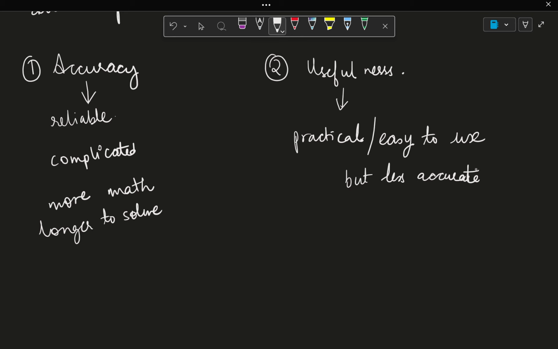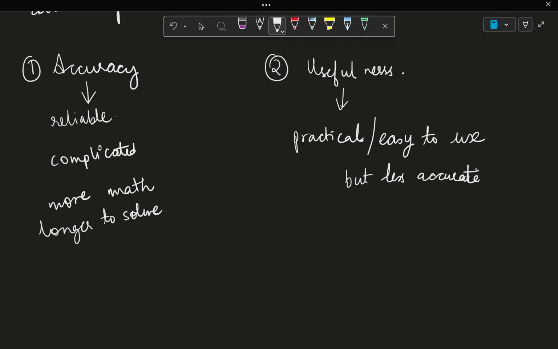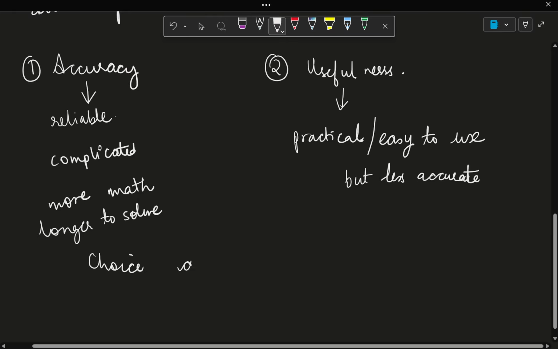For example, if we are calculating the current in a simple resistor network, then V equals I times R is perfectly adequate. But if we are designing a precision sensor operating at high temperatures, we might need a more detailed resistor model that accounts for temperature effects. So basically, the choice depends on the application.